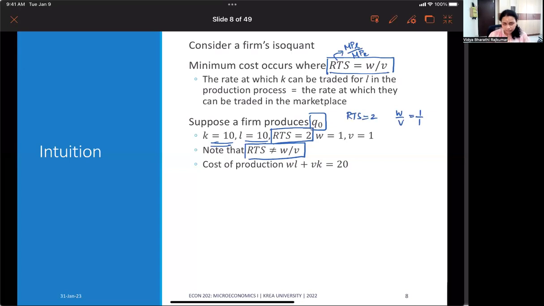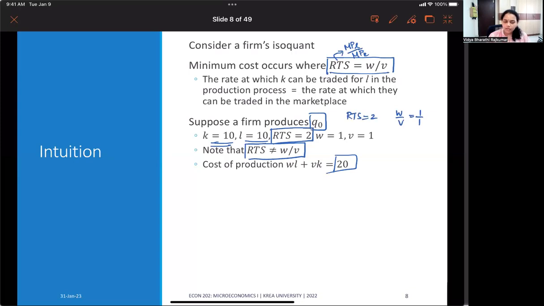Hold that thought. The cost of production at this particular point, where we're using 10 units of labor and capital each and paying the cost of each is just 1 per unit. The total cost works out to be 20. Now, why is this not an equilibrium point? Let's see. Well, we're told that the rate of technical substitution is 2.